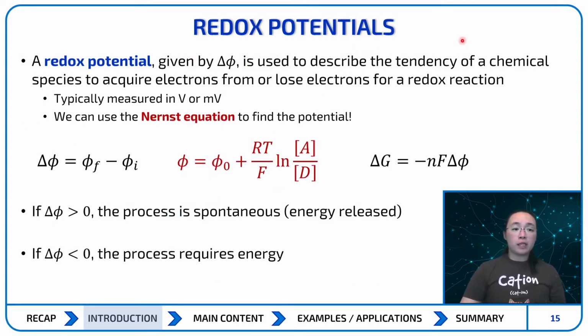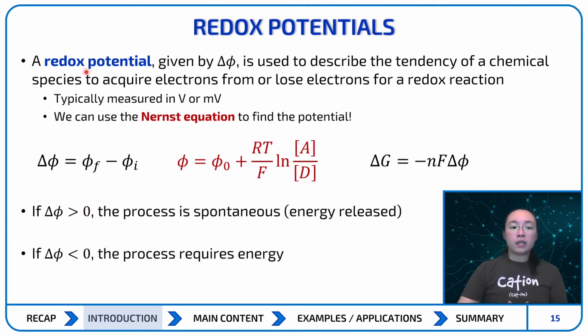Now, looking at redox potential, it is given by delta phi. It's used to represent the tendency of a chemical species to acquire electrons or lose electrons in a redox reaction. It's typically measured in volts or millivolts, and we can use what we've learned before, the Nernst equation, to find the potential. So delta phi is equal to phi f minus phi i, for final minus initial states. We have phi equals phi naught plus RT over F ln of A over D. We also have delta G being equal to this, which we had before, based on the chemical potential equation.